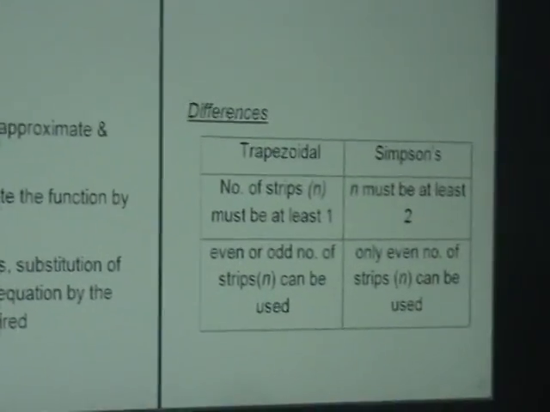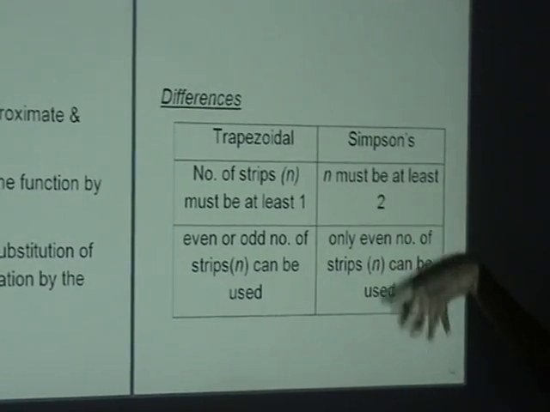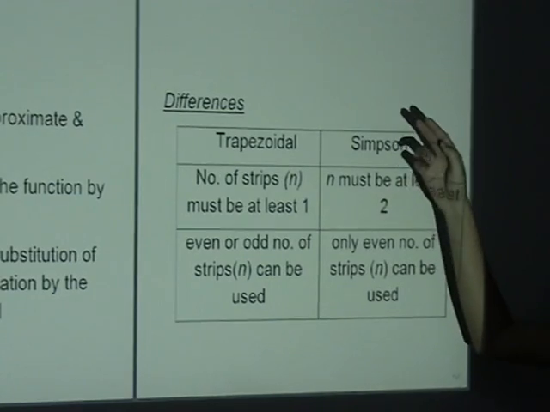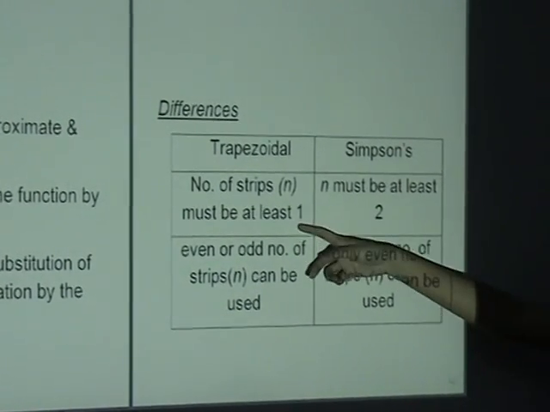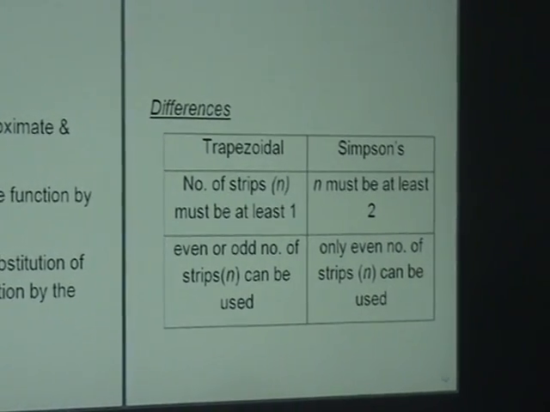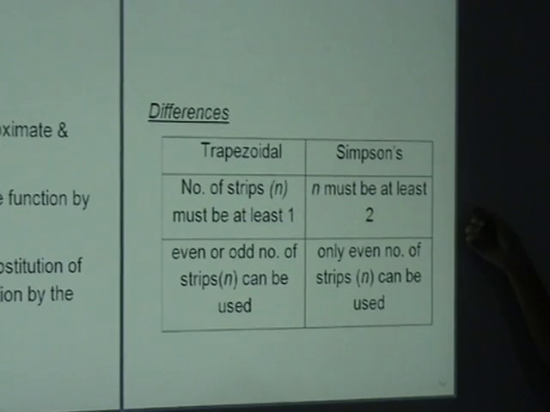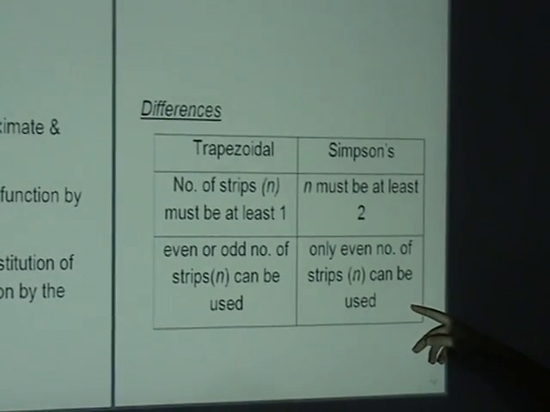The differences between trapezoidal and Simpson's rule are shown here. For the trapezoidal rule, the number of strips must be at least 1, and either an even or odd number of strips can be used. For Simpson's rule, n must be at least 2, and only an even number of strips can be used.